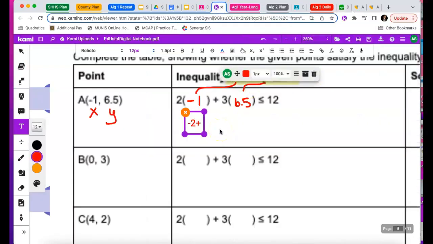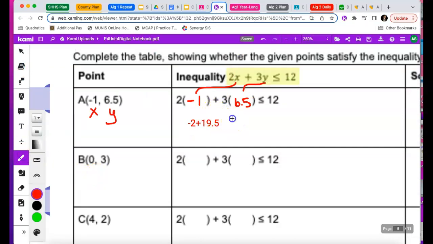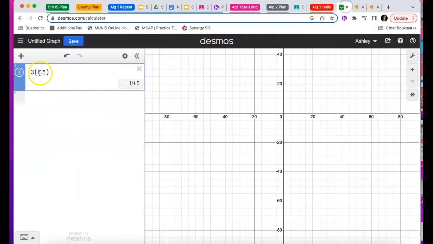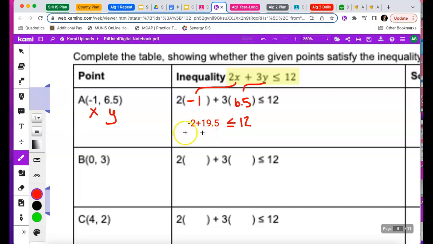So I have -2 plus 19.5. And I want to know, is that less than or equal to 12? Because if it is, it's true. If it's not, it's false. So now I just need to calculate that. -2 plus 19.5, that's equal to 17.5.